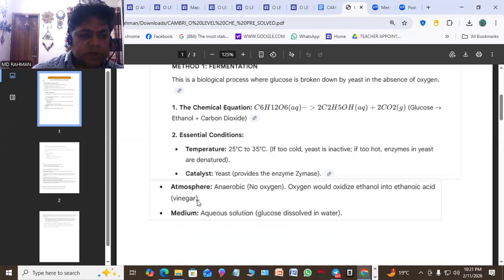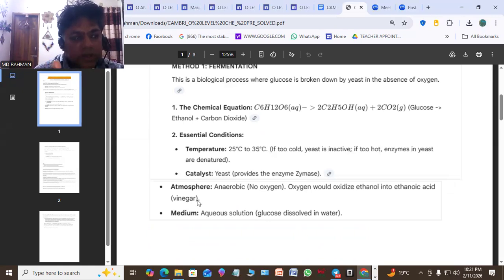So the main parameters are: no oxygen, aqueous solution, 25 to 30 degrees centigrade, and yeast as a catalyst. What is the function of yeast? Yeast provides the enzyme to this reaction. What is the name of the enzyme? The name of the enzyme is zymase.